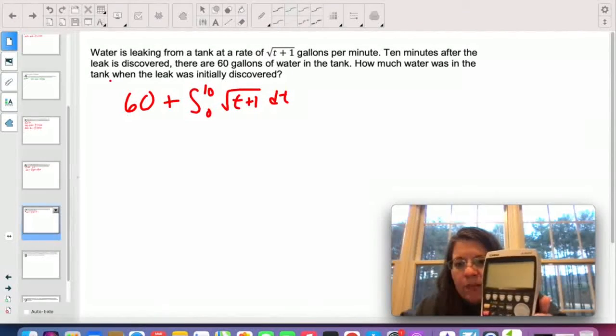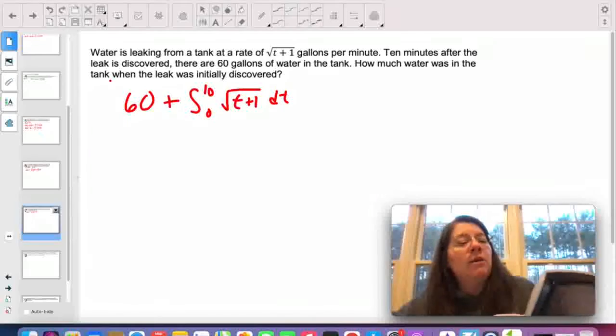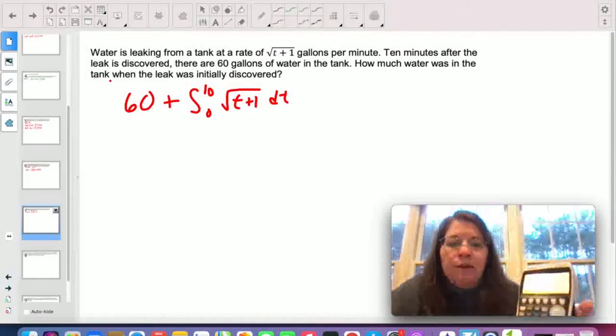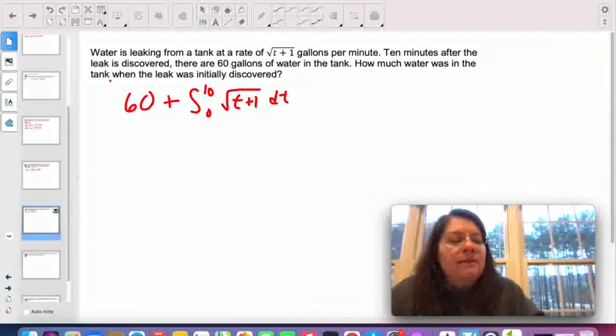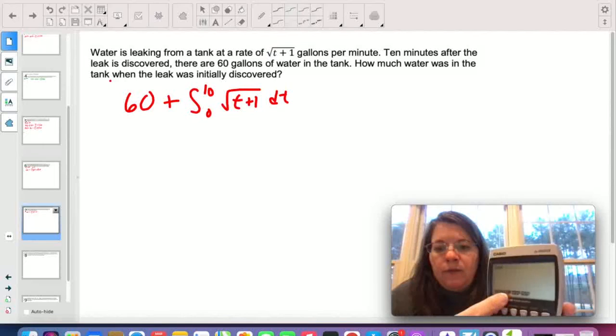This is probably not the best way to do this, but if you want to put an integral in your calculator, first of all, you're going to type in 60, and then 60 plus, and then to get an integral in there, you see these words down here, you want to click the button below the word math.